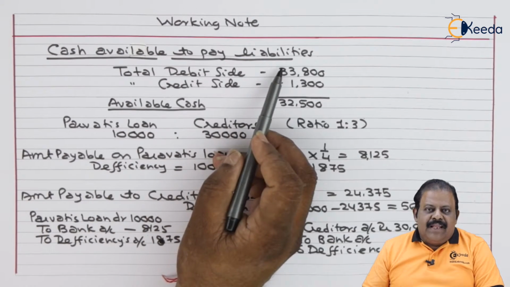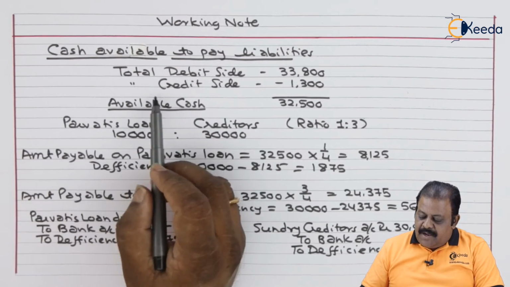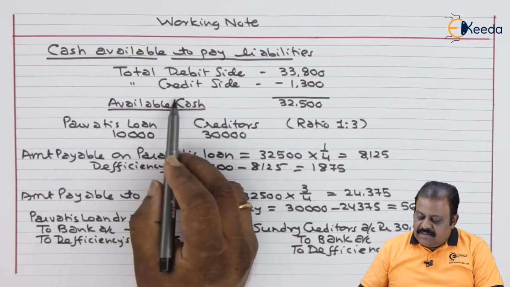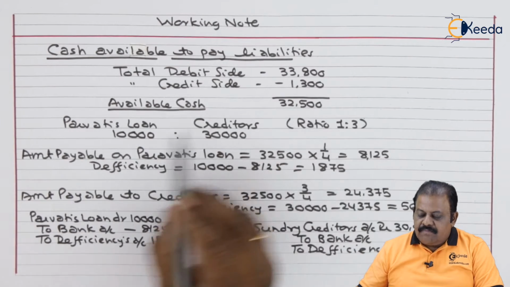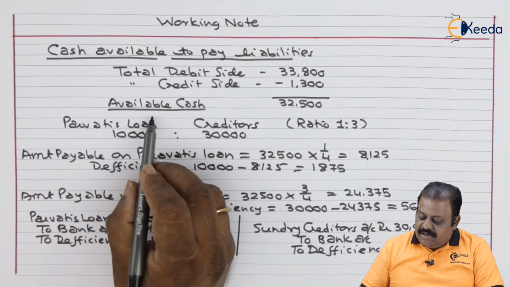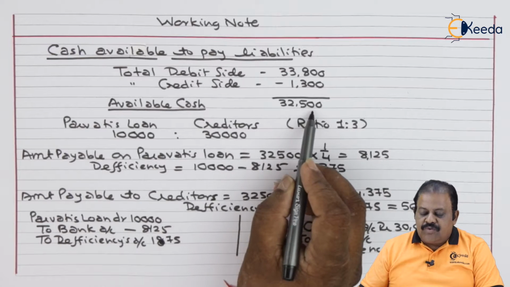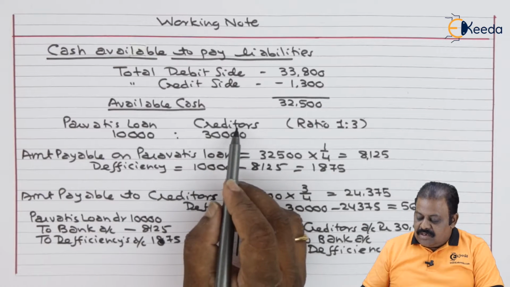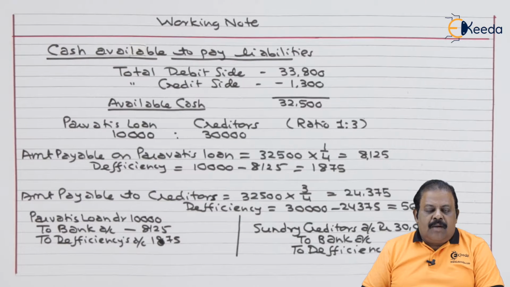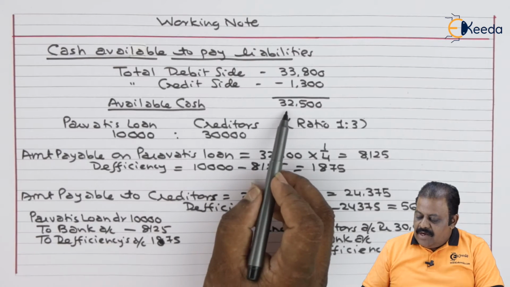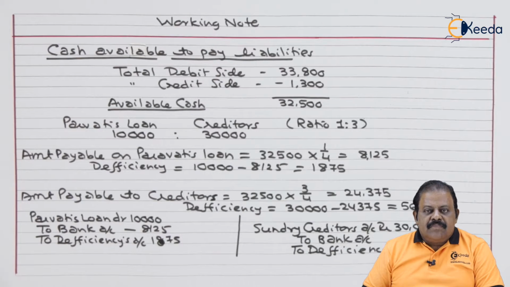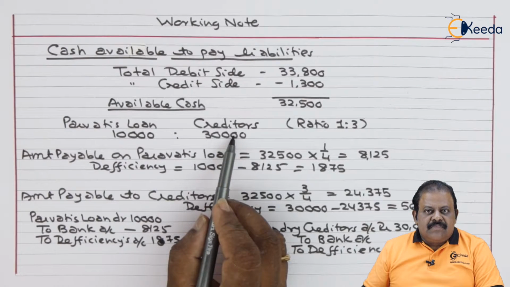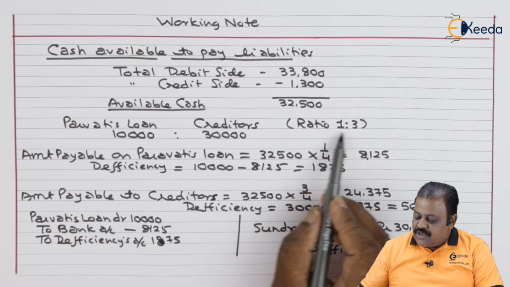Cash available to pay liabilities. Cash bank account total debit side 33,800 minus credit side 1,300. So total cash available to pay liabilities is 32,500. Liabilities we have to pay: Parvati's loan 10,000, creditors 30,000, total amount 40,000. But we have less cash. Therefore, this cash will be distributed between loan and creditors in their respective dues, that is in the ratio of 1:3.